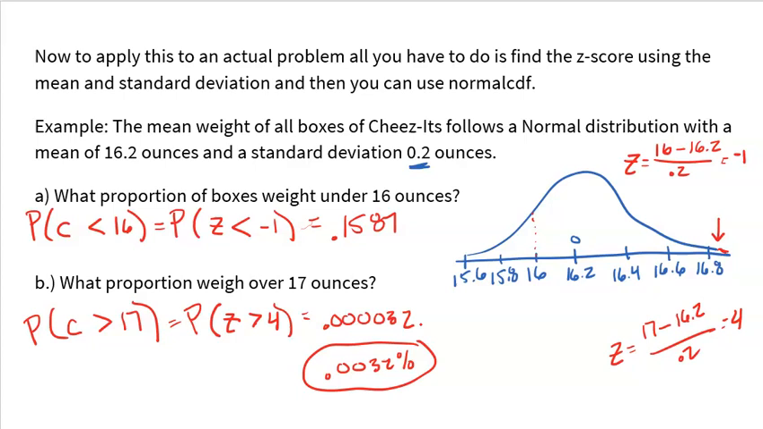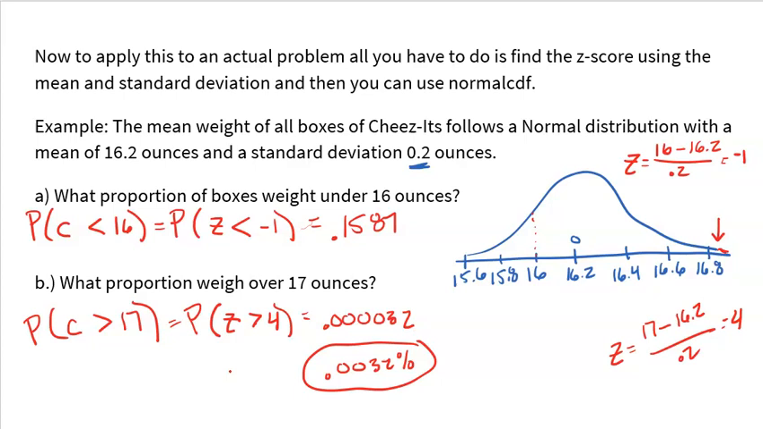And this is good for the company, right? I mean, the company doesn't want a whole lot of boxes overweight because that's like free Cheez-Its. I do like Cheetos though. And then they also don't want boxes underweight because they got to label their boxes what they are and they don't want to lie to their customers. So, pretty good problem, and it shows how it's actually utilized so easily here.